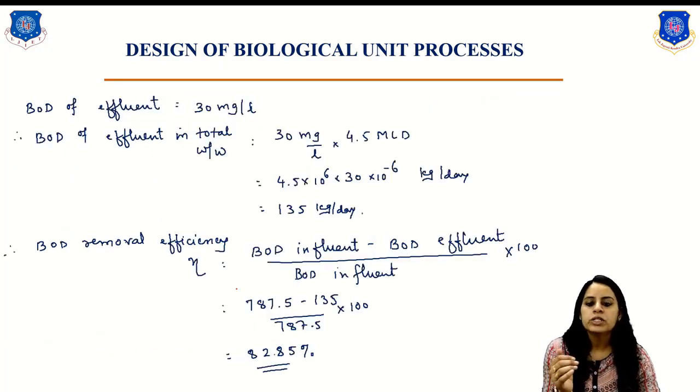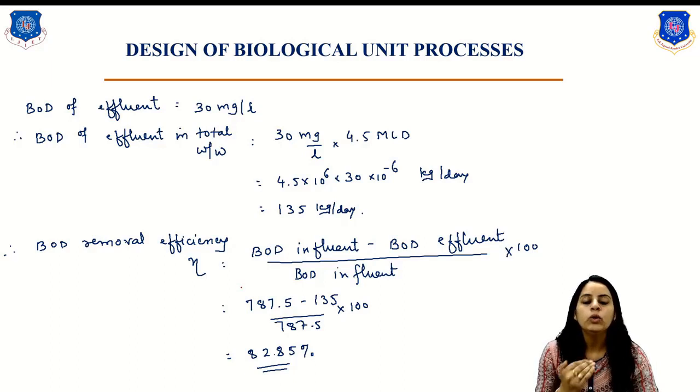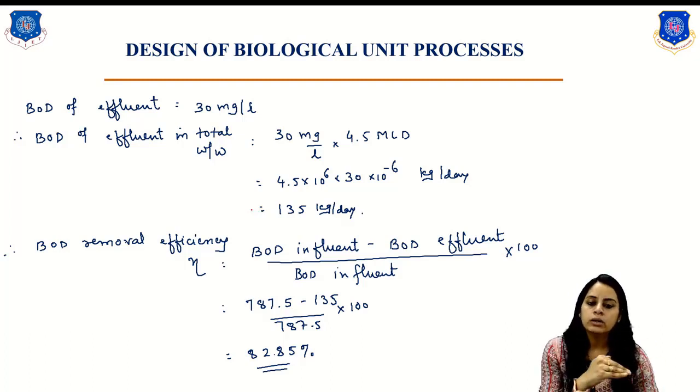Now the next one is the BOD of the effluent, which is given as 30 mg per liter. First we find the BOD of effluent in the total wastewater. So 30 mg per liter into the flow of water, which is 4.5 MLD. Again, we convert into kg per day. So 4.5 into 10 raised to 6 into 30 into 10 raised to minus 6, and the answer is 135 kg per day.